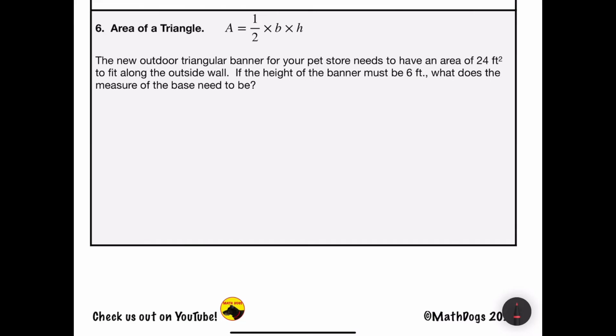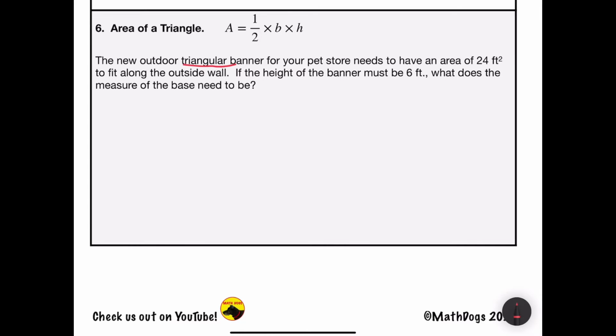Number 6 is the area of a triangle. It says area equals 1/2 times the base times the height. The problem says the new outdoor triangular banner for your pet store needs to have an area of 24 square feet to fit along the outside wall. If the height of the banner must be 6 feet, what does the measure of the base need to be?